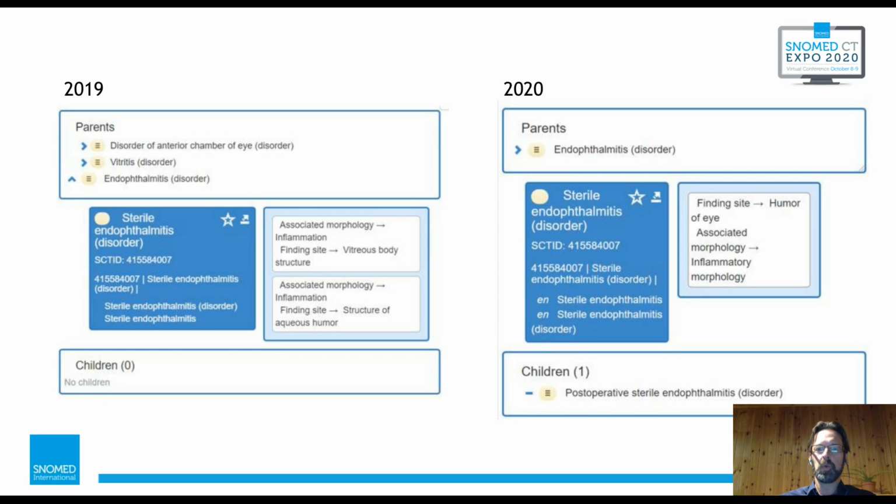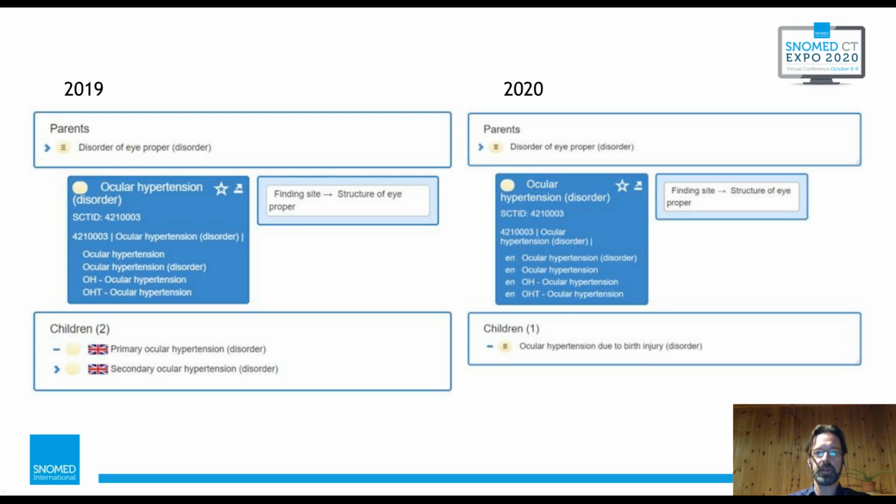We'll have to look at a few more of these to be sure, but just to pick a couple at random. Sterile entomyophytis, if we look before and after, we see that, as suspected, sufficiently defined children have been added to an existing primitive leaf node, turning it into an intermediate primitive.